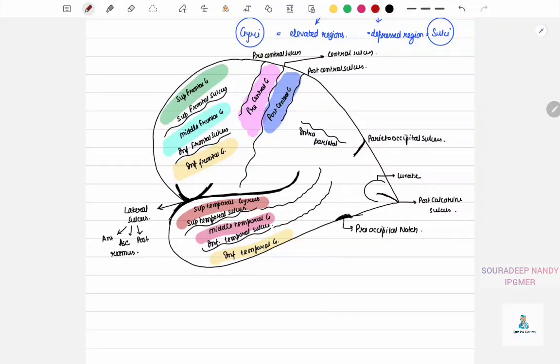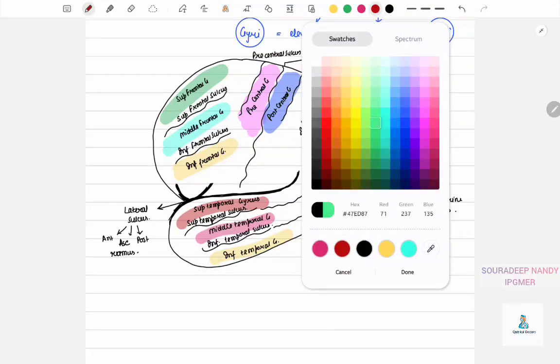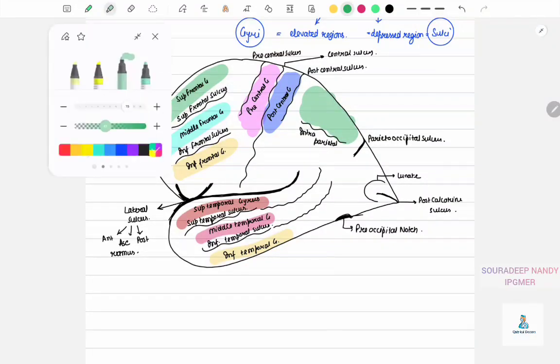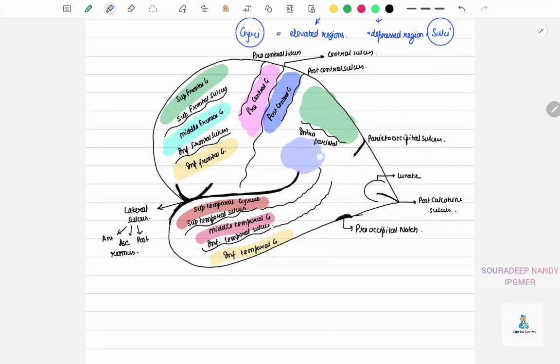This intraparietal sulcus divides the parietal lobe into two parts. One is this superior parietal lobule. It is a very big gyrus, that's why it is called a lobule, and the other is the inferior parietal lobule.